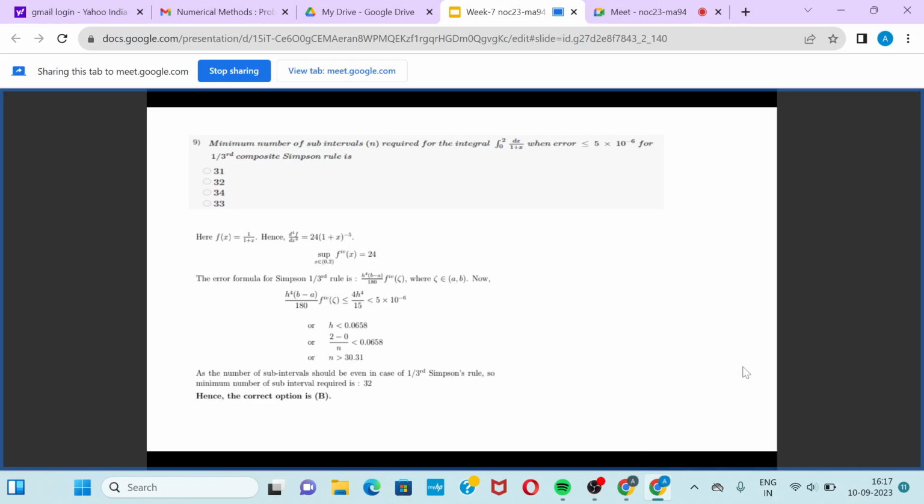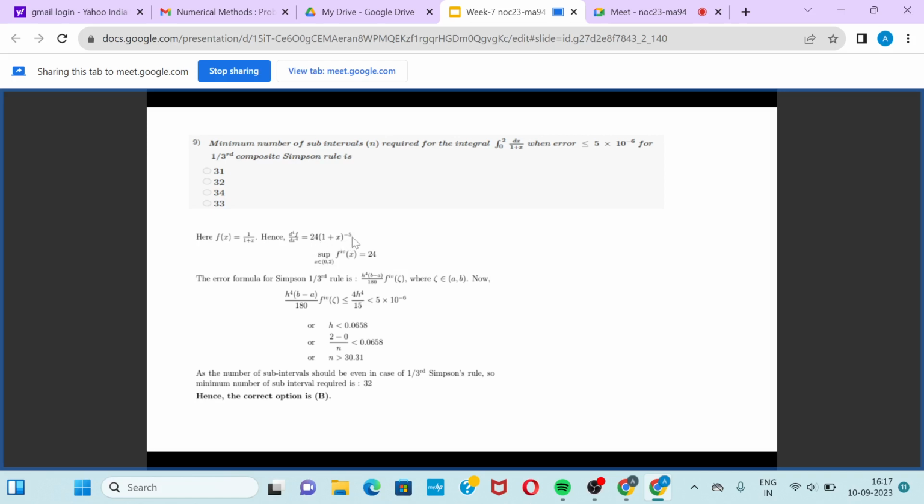So here the f of x is 1 by 1 plus x, right? Now the error for Simpson's 1/3 rule is given by h power 4 into (b minus a) by 180 times the fourth derivative of f at zeta, where zeta belongs to (a, b). So first we need to calculate the fourth derivative of f. When we calculate the fourth derivative of 1 by 1 plus x, we will get 24 times (1 plus x) to the power minus 5.